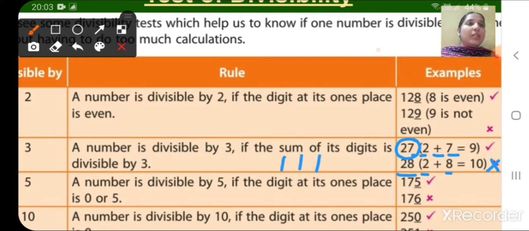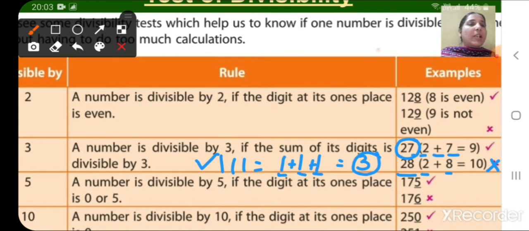111. Can you tell me whether it will be divisible by 3 or not? Yes, you add the digits. So, here 1 plus 1 plus 1. What will you get? The sum you will get is 3. If you add these 3 digits in 111, you will get 3. So, 3 is divisible by 3 itself. 3 ones are 3. So, it means that 111 is divisible by 3.